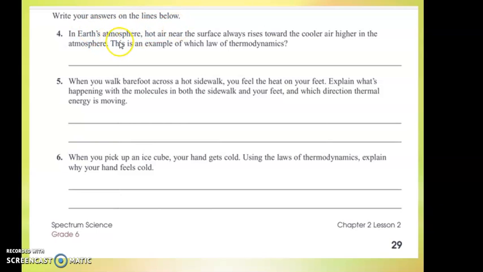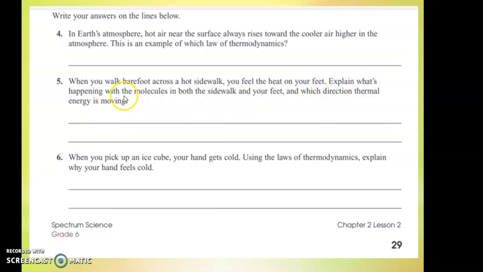In Earth's atmosphere, hot air near the surface always rises toward the cooler air higher in the atmosphere. This is an example of which law of thermodynamics? Super easy. In your own words, when you walk barefoot, without shoes, across a hot sidewalk, you feel the heat on your feet.